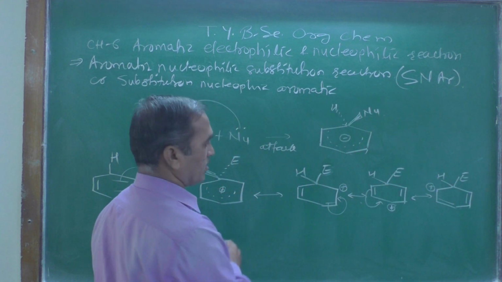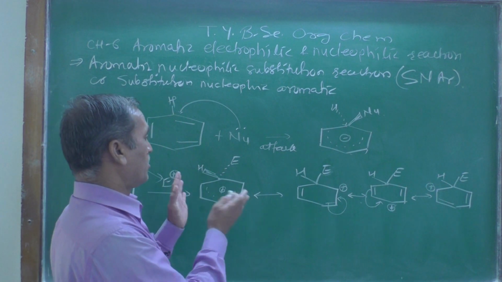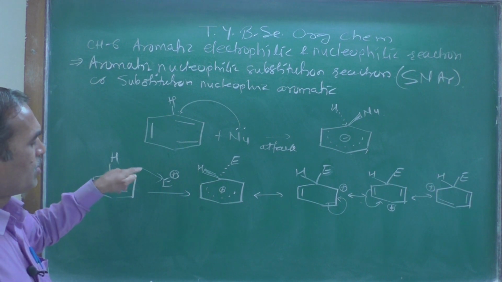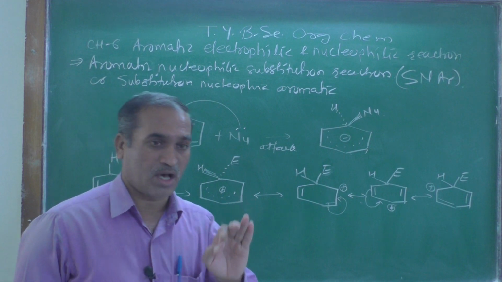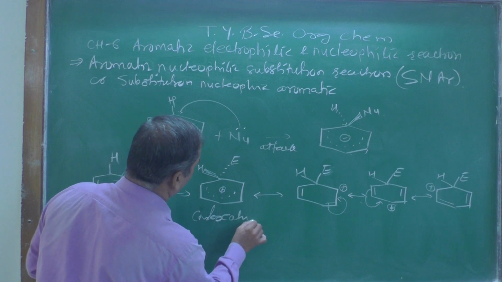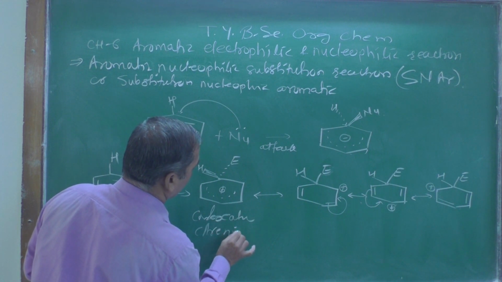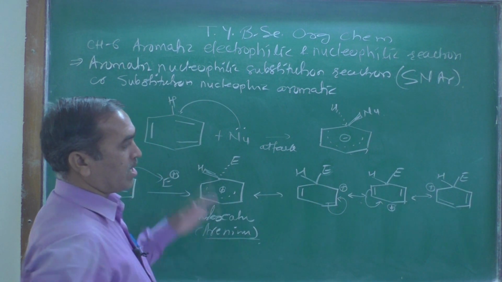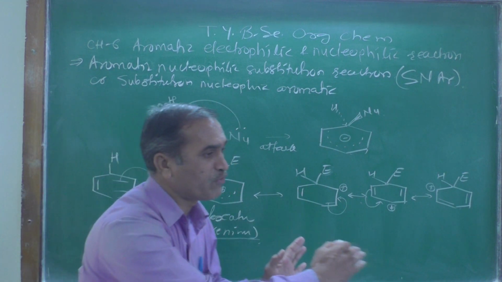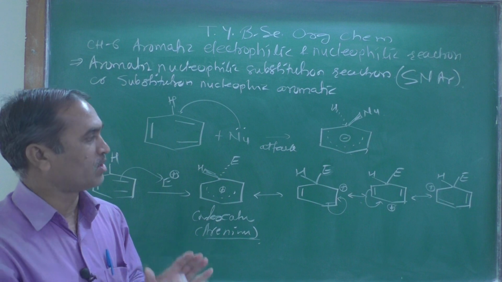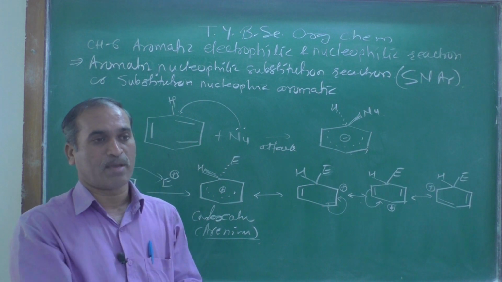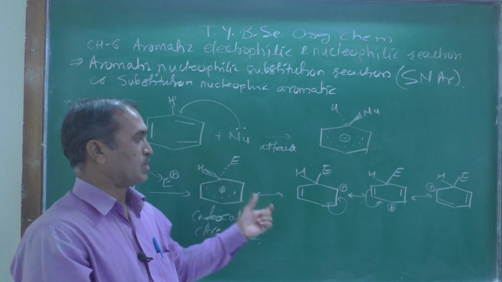So in this way, when the electrophile attacks the benzene ring, whatever sigma complex or arenium ion, carbocation, forms, that arenium ion is well stabilized due to the resonance structures. These are the different resonating structures or canonical forms we can call them, and these carbocations are well stabilized due to the resonance effect.